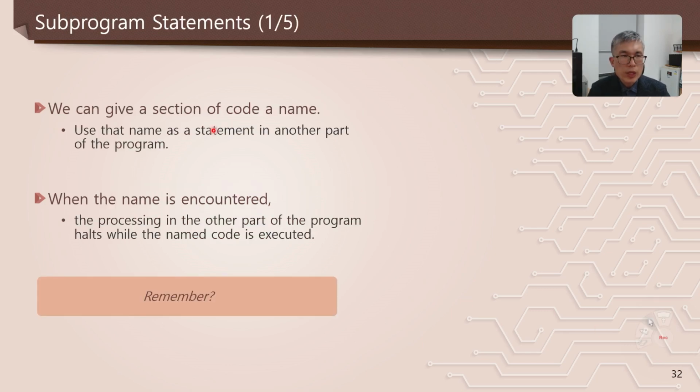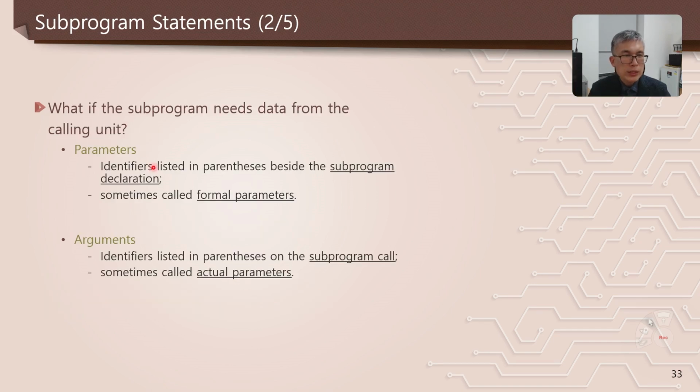Okay, let's move on. Subprogram statements. We can give a section of code a name, and use that name as a statement in another part of the software program. So when the name is encountered, the processing or control in the other part of the program halts while the named code is executed. Remember? So what if the server program needs data from the calling unit?